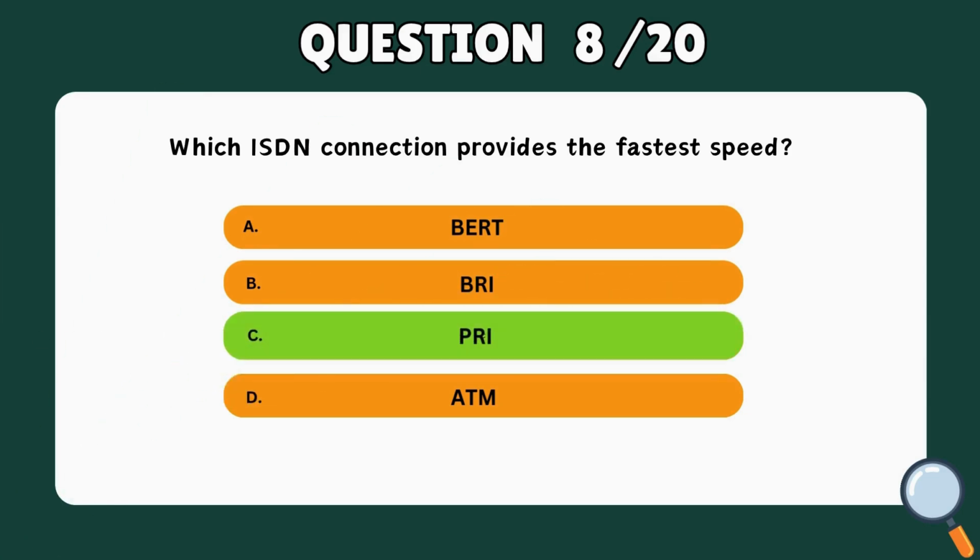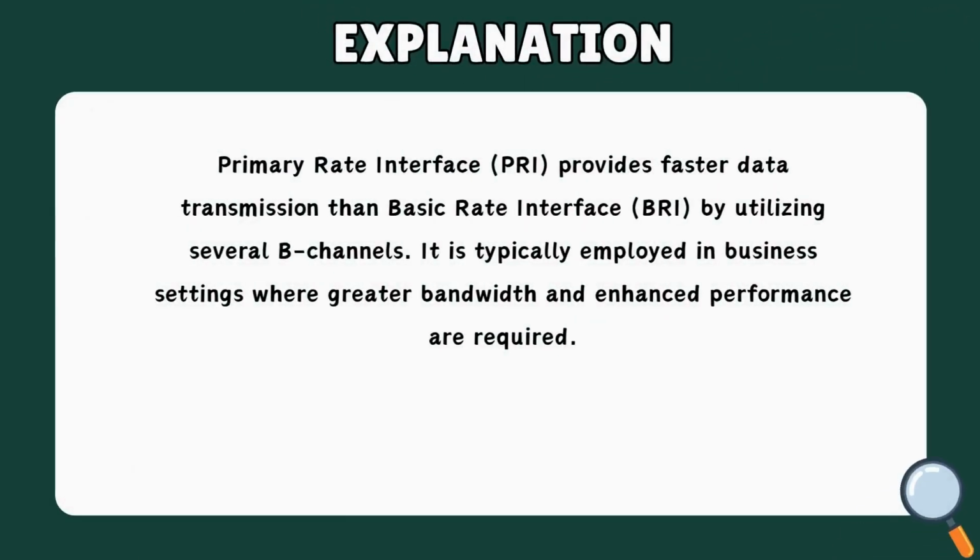Correct answer: C. PRI. Primary Rate Interface, PRI, provides faster data transmission than Basic Rate Interface, BRI, by utilizing several B channels. It is typically employed in business settings where greater bandwidth and enhanced performance are required.